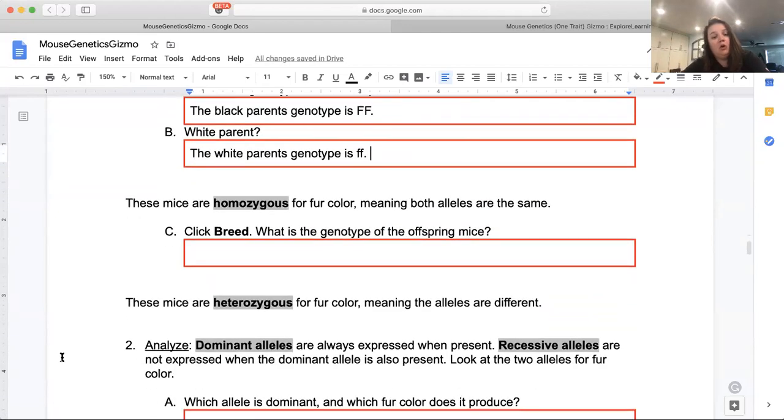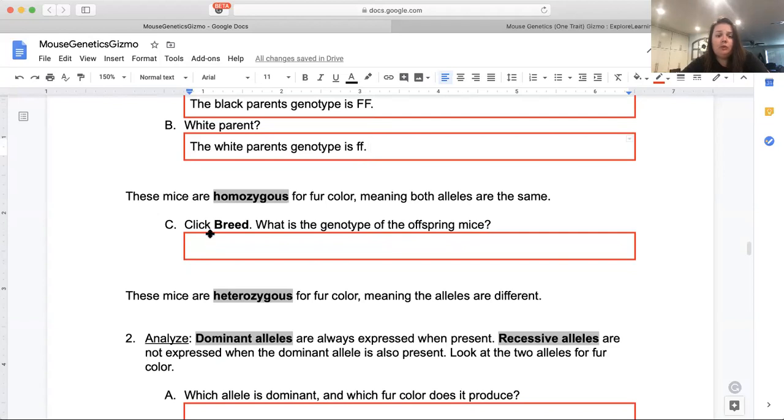So we call this homozygous. Homo means the same, not whatever you're thinking. So homozygous for fur color, meaning both alleles are the same. They're both capitals, both lowercase. The letter doesn't really matter because they should be the same letter.